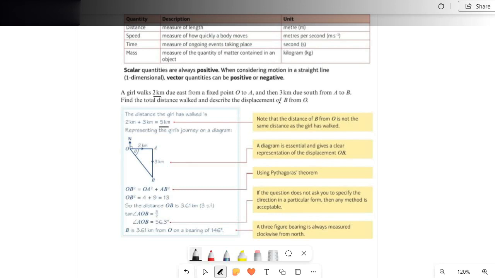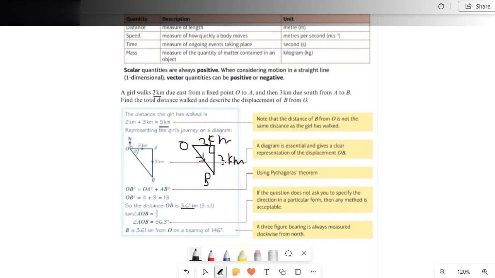And to describe the displacement, we have to consider the diagram, which is something like this, where the girl walks 2 kilometers to the right or the east, and she also walks 3 kilometers due south. So because this angle is 90, we can use Pythagoras to calculate the distance OB, and hence the displacement of the girl from O to B, which is represented by this line. So using Pythagoras, we have OB squared equals OA squared plus AB squared. So OB is equal to 3.61 kilometers, which is to 3 significant figures.